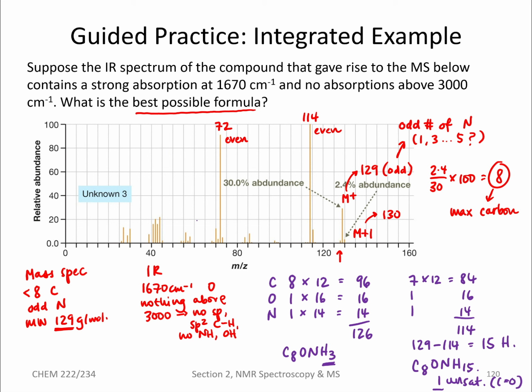We could try to dream up all sorts of structures. Unfortunately, without more spectral data, we're not going to get very far in terms of determining an exact structure. But what we do know is that C7ONH15 is certainly a very possible candidate for the formula of this compound. So that is it for our spectrometry and our spectroscopy section. And now I think the best thing for you to do is to just go out and attack as many problems as you can. Good luck.